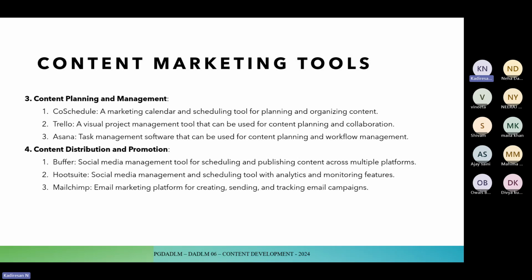For content distribution and promotion, you can use Buffer, Hootsuite, and Mailchimp. Buffer is a social media management tool for scheduling and publishing content across multiple platforms. Hootsuite is a social media engagement and scheduling tool with analytics and monitoring features. Mailchimp is an email marketing platform for creating, sending, and tracking email campaigns.